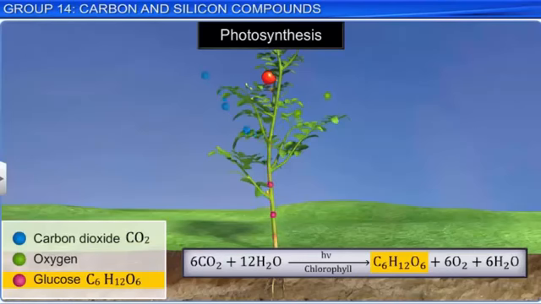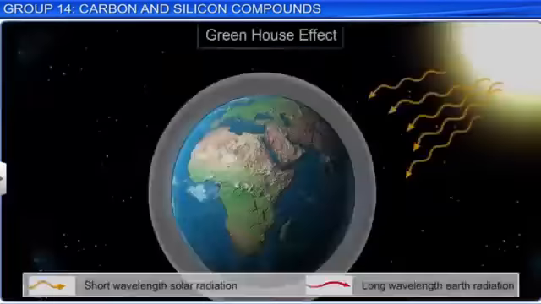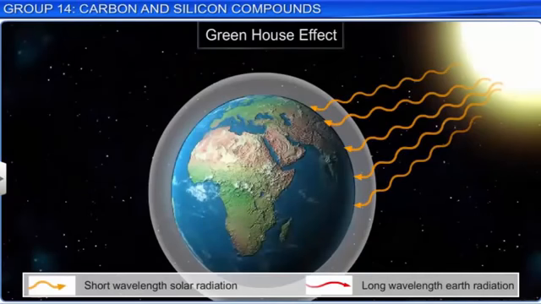Heat from the sun warms the earth. Radiation is re-emitted and then reflected by the Earth's atmosphere. This is called the greenhouse effect. There are increased concerns that rising CO2 levels in the atmosphere may be contributing to global warming.